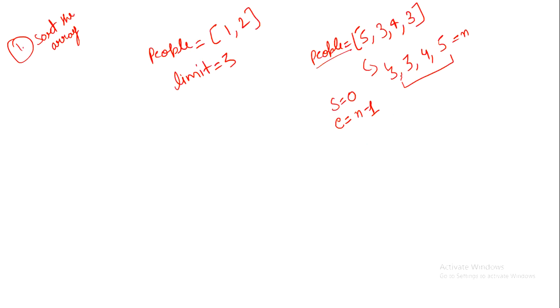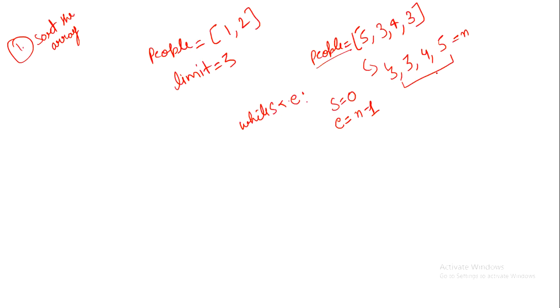So what we will check, first of all we will check that this s value should be less than e, right? First of all we will check this one. Next we will see that if the summation of the first element and this last one, basically people of s and people of e, the summation of these two, right?